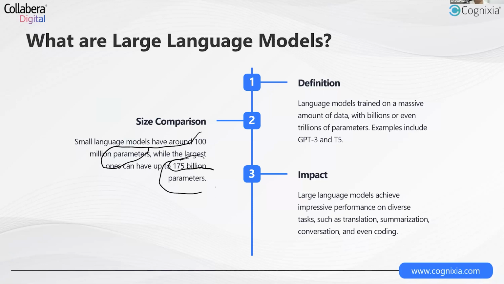Some examples of large language models include GPT-3, T5. The complexity of large language models makes them capable of solving complex problems in natural language, such as performing state-of-the-art language translation, summarization, conversation, coding as well. Multiple advanced solutions such as GitHub Copilot, Microsoft Copilot are actually built on top of large language models.